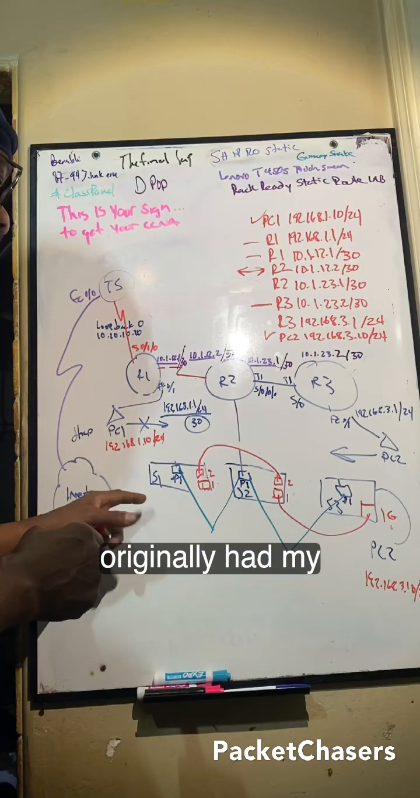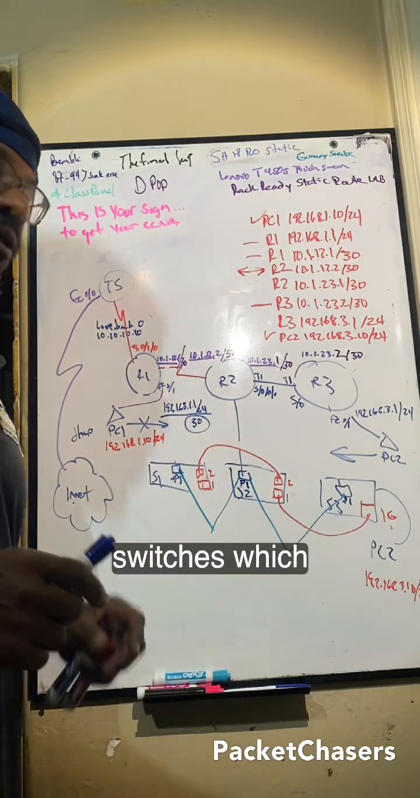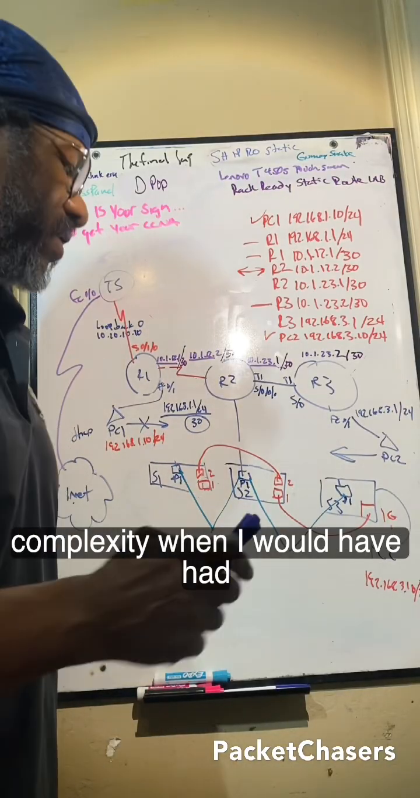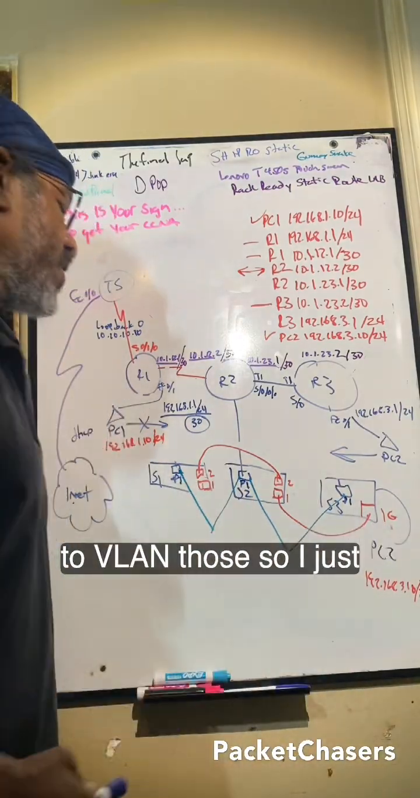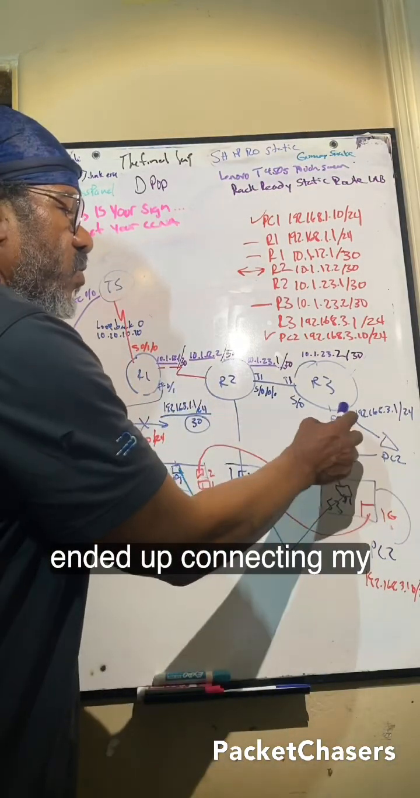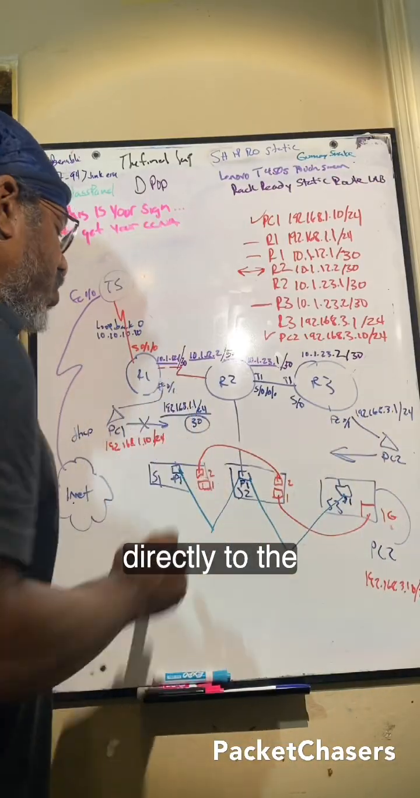Plus, I originally had my PCs hanging off the switches, which added another layer of complexity since I would have had to VLAN those. So I just ended up connecting my PCs directly to the routers.